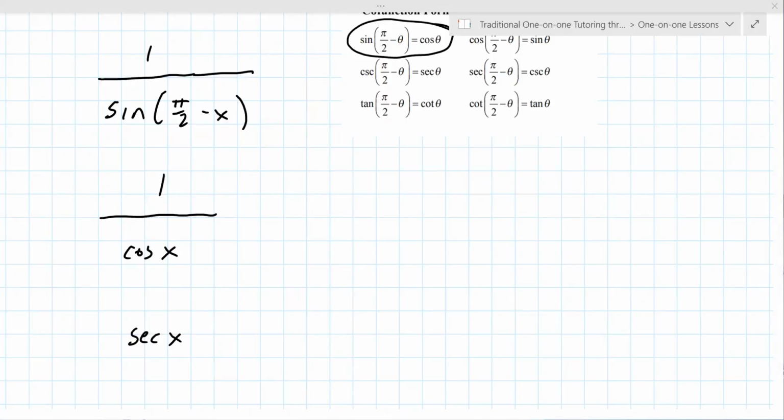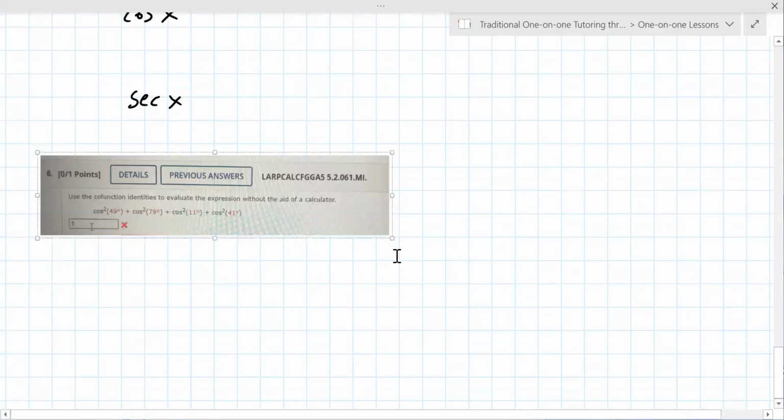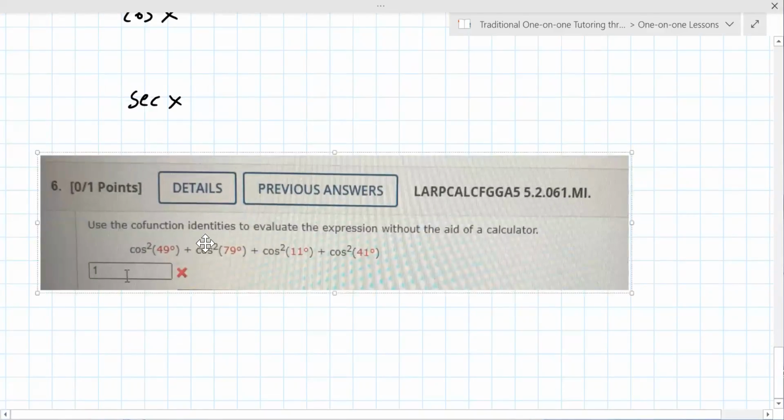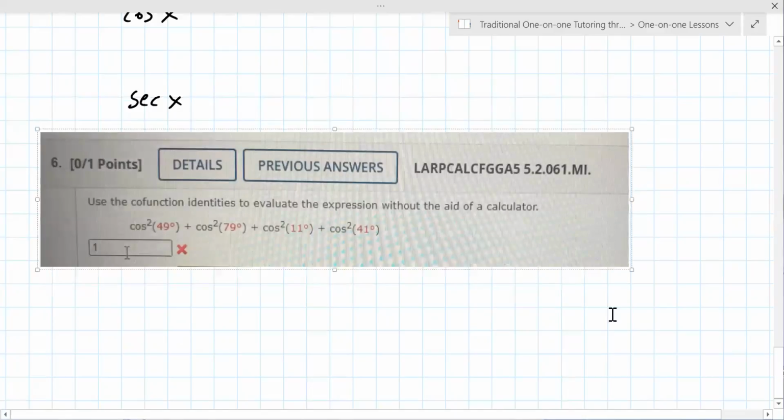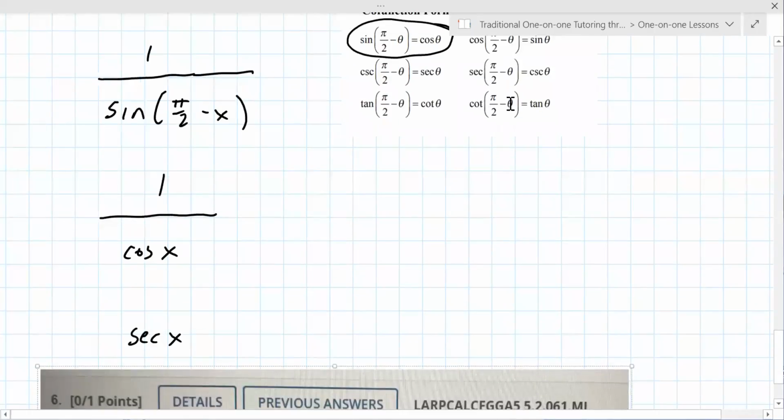Okay, Jamie, is it question 6 that you want us to look at? Yeah. On there, it's 6 and 7. Okay. So this one actually tells you what to use. I mean, your test probably won't be that nice. It actually says here, use cofunction identities to evaluate the expression. Okay. Well, let me grab them again here.